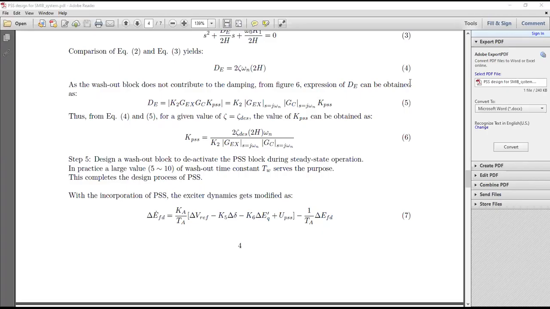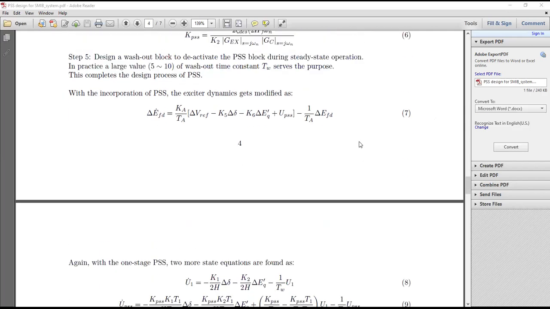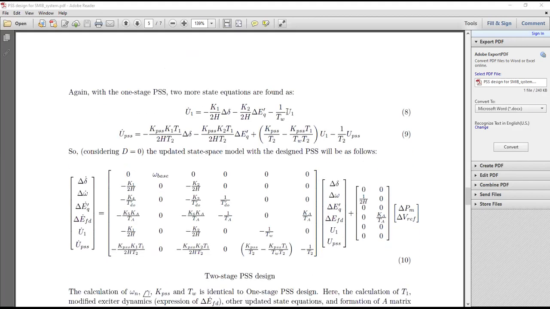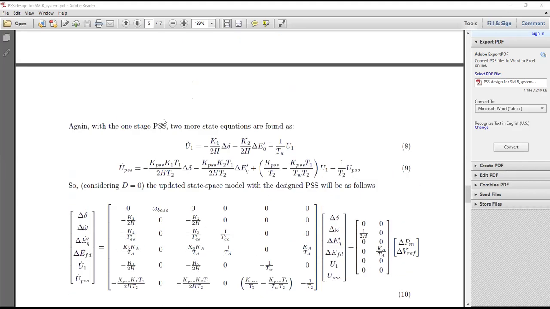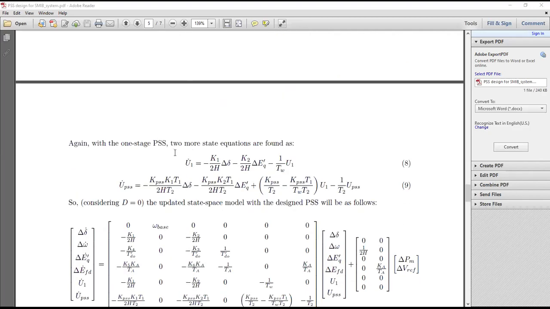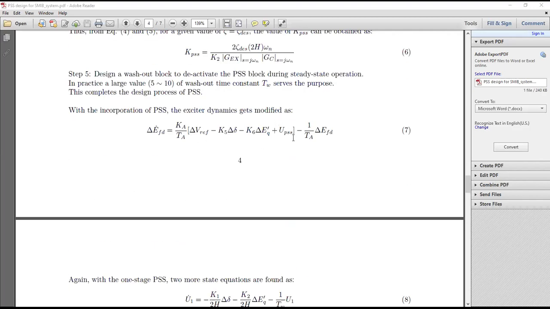So, we went through the last few steps very quickly, I think, especially these derivation parts for equation number 7, 8, and 9. Ultimately, we had this bigger A matrix because of the introduction of a few additional state variables, as well as the presence of UPSS in the excited dynamic block. So today we will start with those derivations, and then we'll go through some simulations.